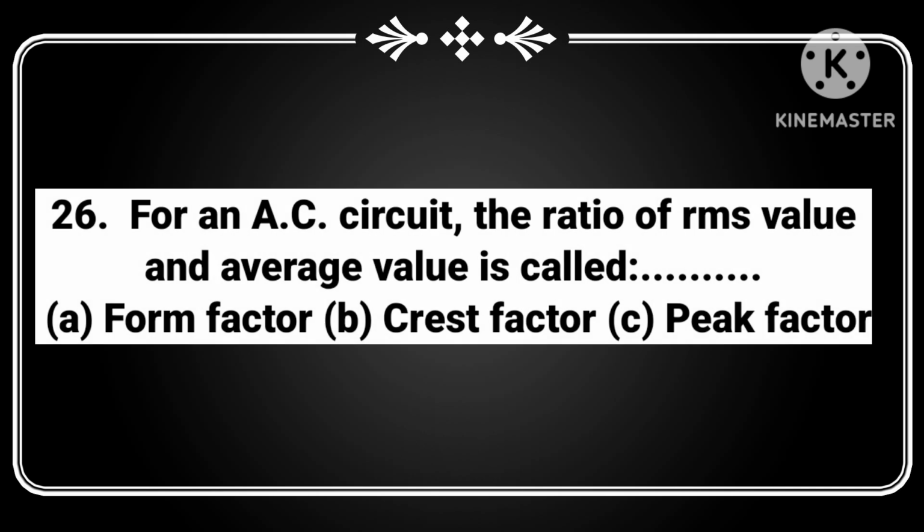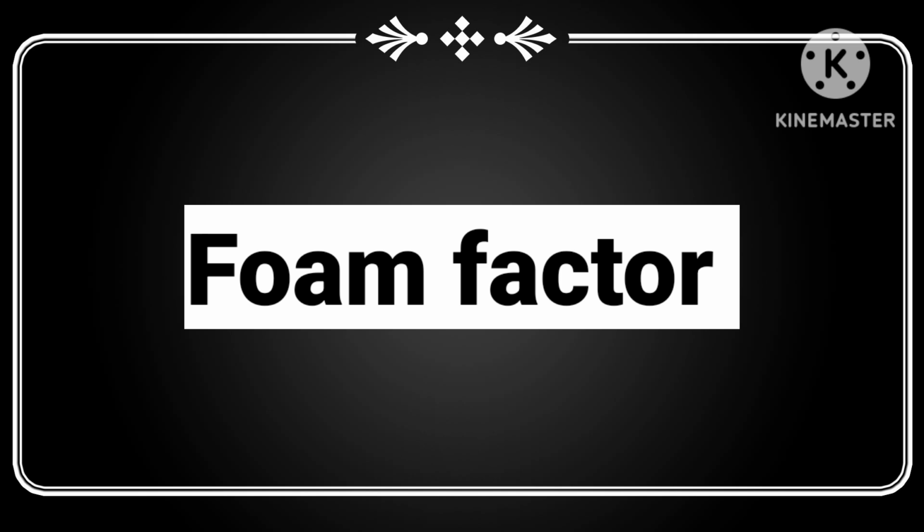For an AC circuit, the ratio of RMS value and average value is called dash. Options: A. Form factor. B. Crest factor. C. Peak factor. And the correct answer is form factor.